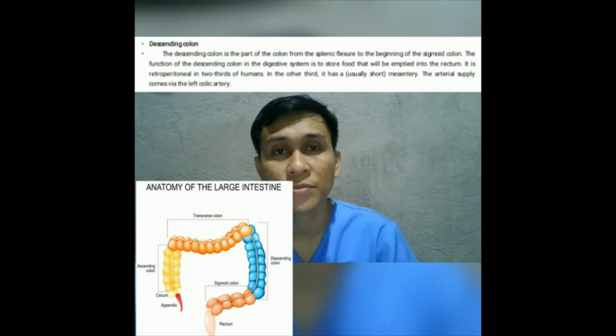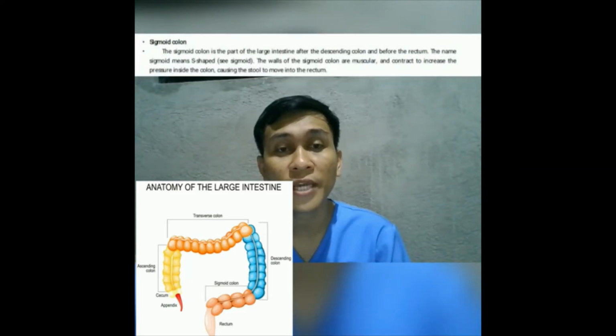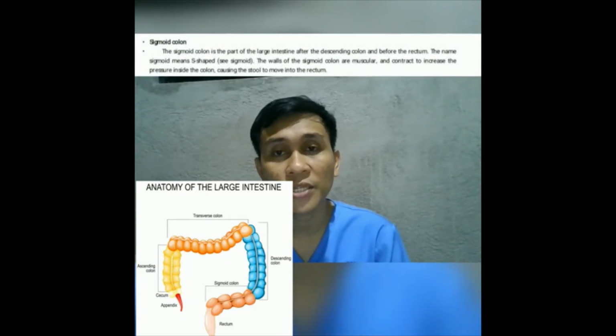The descending colon is the part of the colon from the splenic flexure to the beginning of the sigmoid colon. The function of the descending colon in the digestive system is to store food that will be emptied into the rectum. Sigmoid colon, the next, is the part of the large intestine after the descending colon and before the rectum. Sigmoid means S-shape. The walls of the sigmoid colon are muscular and contract to increase the pressure inside the colon, causing the stool to move into the rectum.